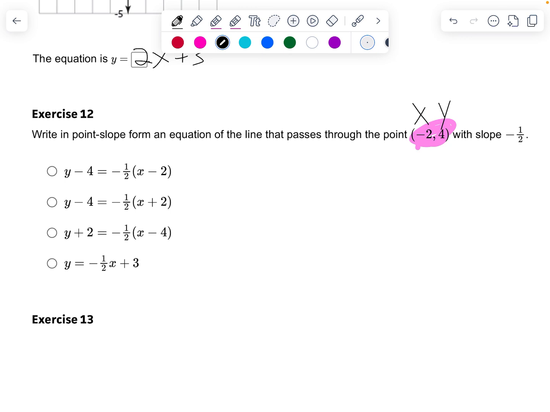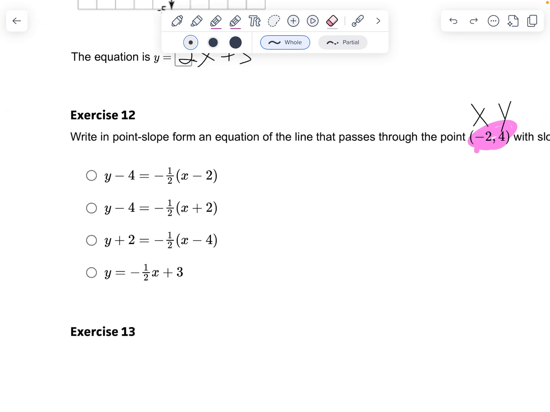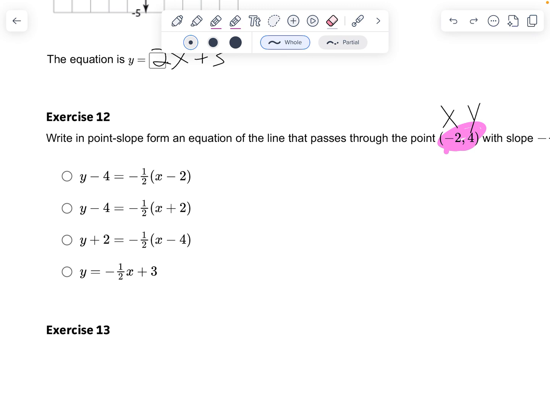So you're looking for negative 1/2 for the slope. Well, if you look right here, negative 1/2, we may have to check that one, okay? But let's look at the first one. With this being the y, it should be y minus 4. So the first one's correct so far. And then it should be x minus negative 2. Right here, it should be x minus negative 2.